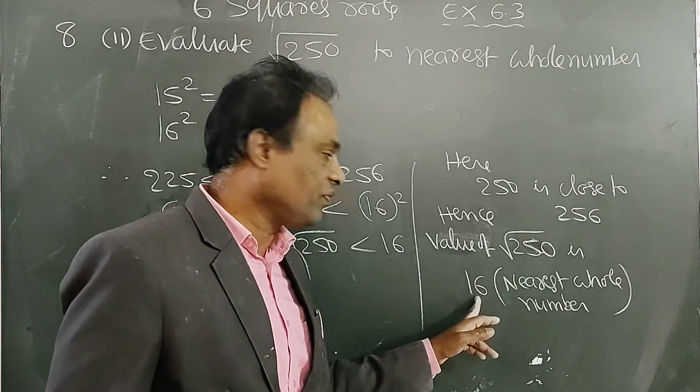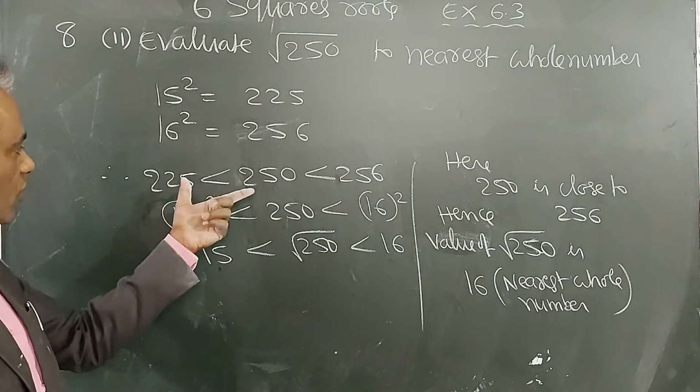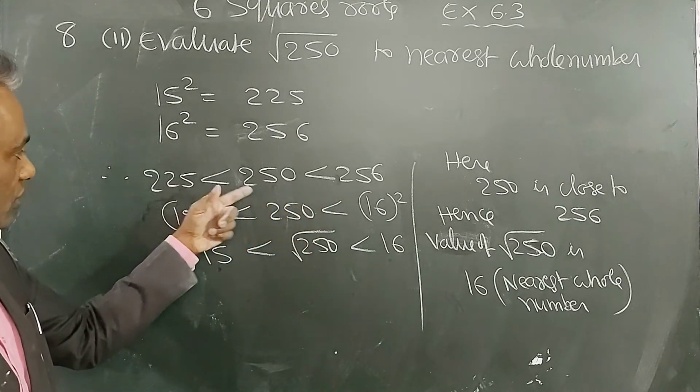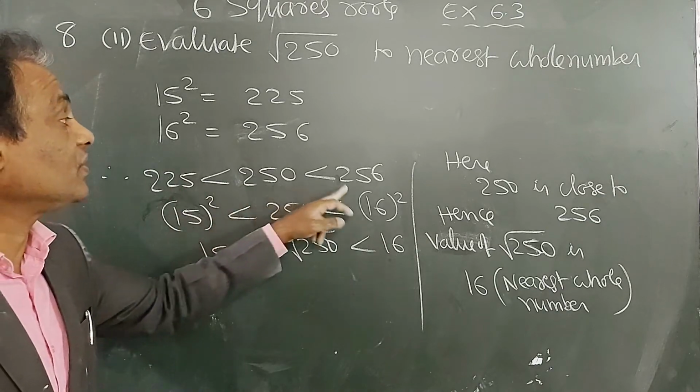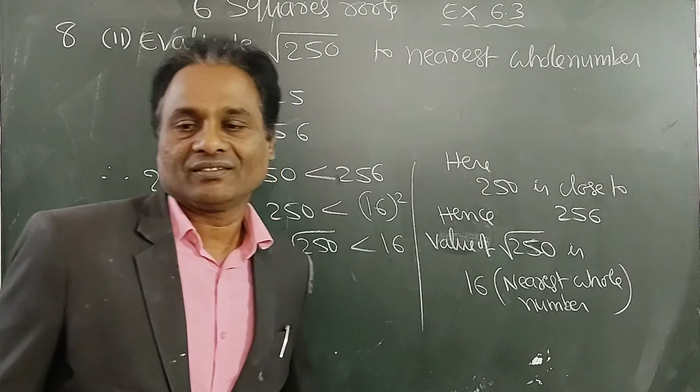Another option is 15, but it is not 15 because 15 is very different, not very close. It is not nearest. This is nearest. This is not nearest, the difference is 25. Here the difference is only 6. So this is nearest. Write down.